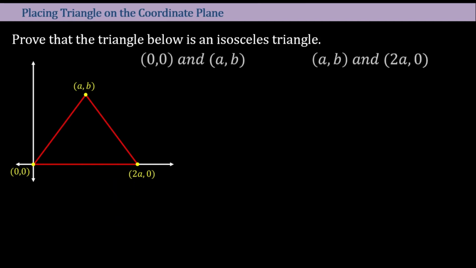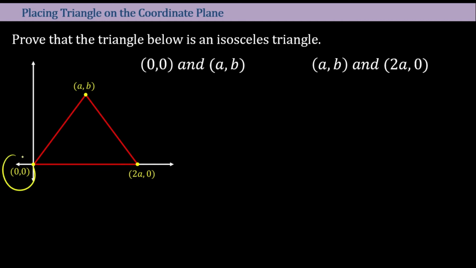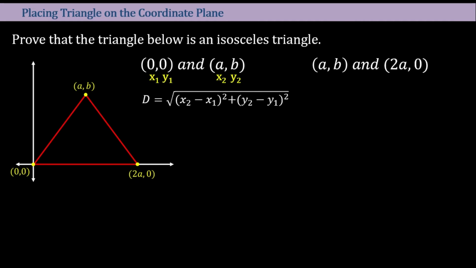Let's use the distance formula between 0, comma 0 and a, b to get the distance of this one. If you have a problem or if you don't know the distance formula, you could visit my previous videos on how to get this. So let's identify our point 1 and point 2. Let's use the distance formula.